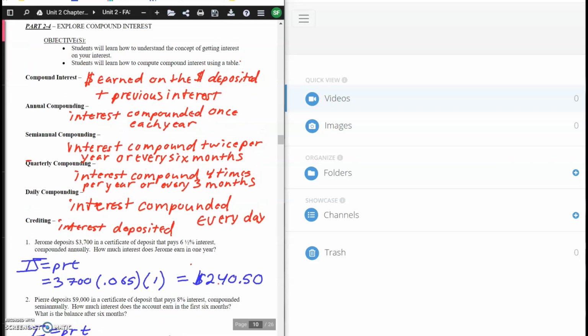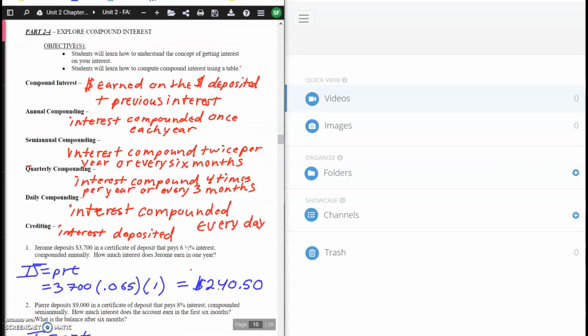So section 2.4 is on compound interest. We have a few definitions here. Compound interest is money earned on the money deposited plus previous interest. Annual compounding is interest compounded once each year. Semi-annual is interest twice per year or every 6 months. Quarterly is interest compounded 4 times or every 3 months. Daily is compounded every day. And the term crediting, this is interest that is deposited into your account. So if you need to pause for definitions, please do so.